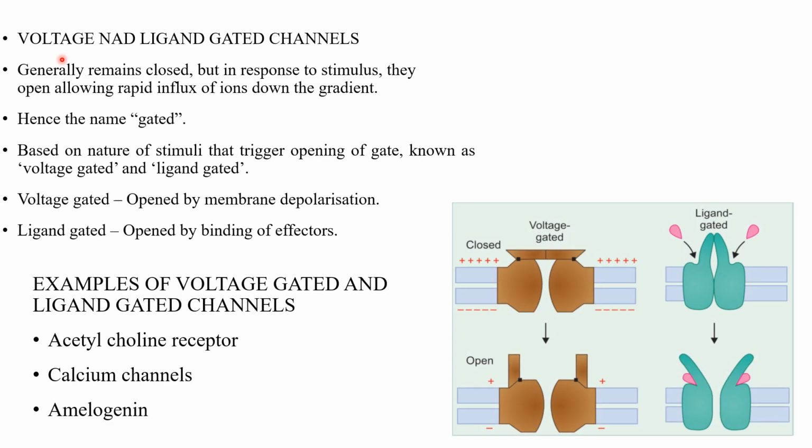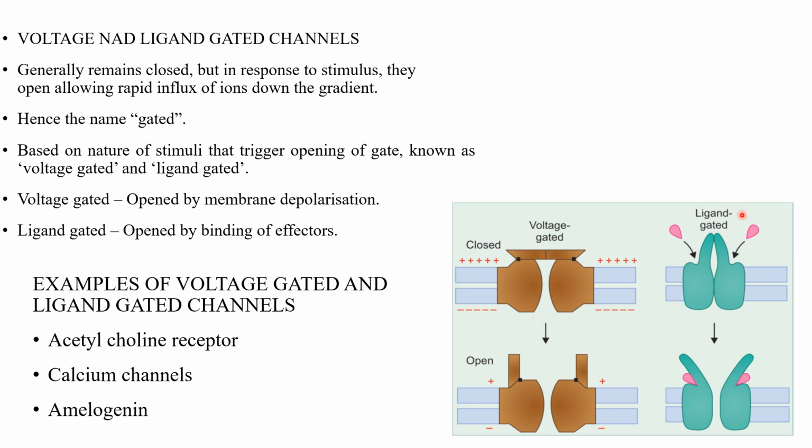Voltage and ligand gated channels generally remain closed, but in response to some stimuli, they open and lead to the rapid influx of ions down the gradient. Hence, the name gated has been suggested. You can see it in this diagram. Due to changes in voltage, a voltage difference is created, which leads to the opening of the lid and allows the entry of ions.